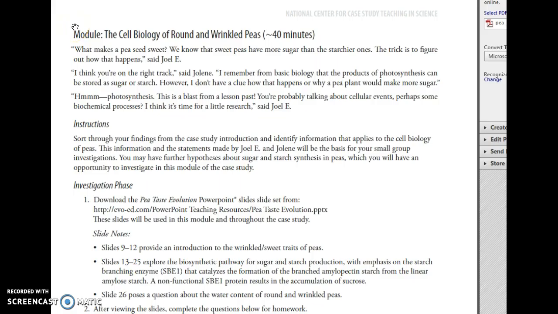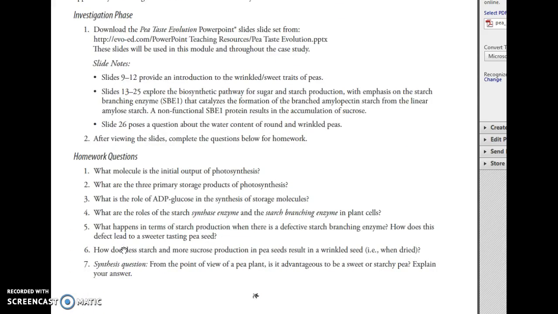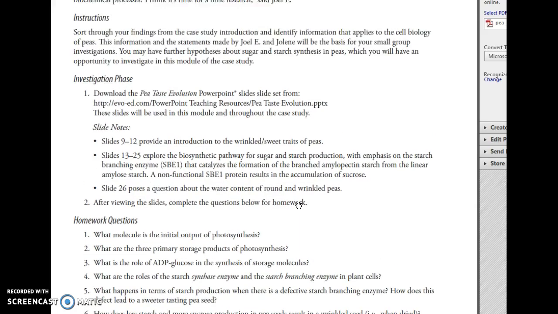So in this module, you should have read this first part and the instructions. You'll be looking through some PowerPoint slides here. These are posted on Shobi. And then once you are done, you will be answering these homework questions. Go ahead and cross out number 3 right there, just because we're not going to focus in on that one during this part of our learning.